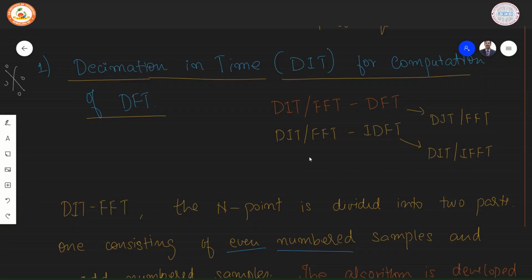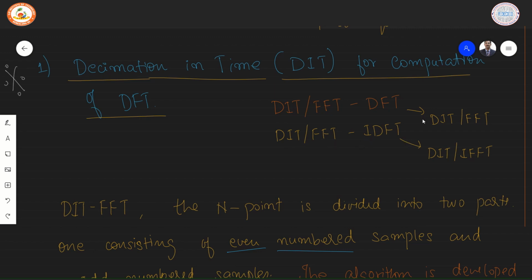Let us discuss the method which is called decimation in time, or DIT method, for computation of DFT. Now, there will be two methods by the name DIT/FFT for calculation of DFT. Similarly, DIT/FFT could also be used for IDFT calculation.